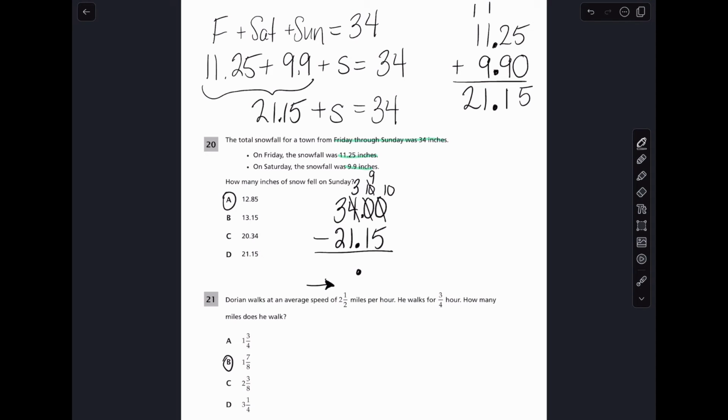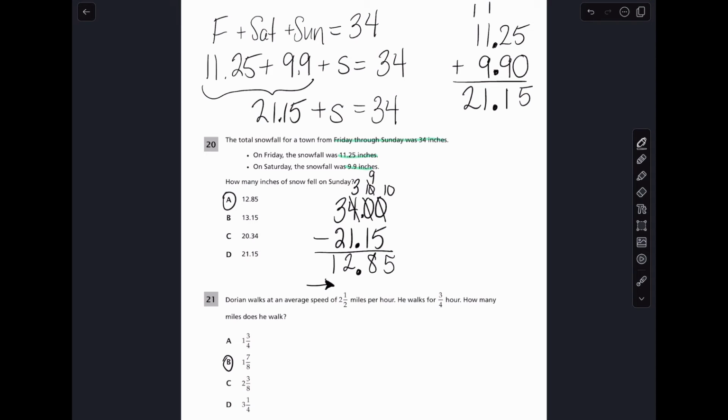And now you can subtract real easy because you did all the hard work first. You did it in the beginning. So 10 minus 5 is 5. 9 minus 1 is 8. 3 minus 1 is 2. And 3 minus 2 is 1. 12.85. So that's one awesome way that you will never get it wrong, literally by asking the question, do I have enough? And going left to right.